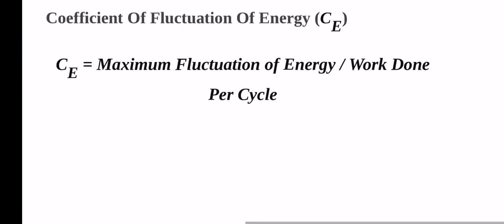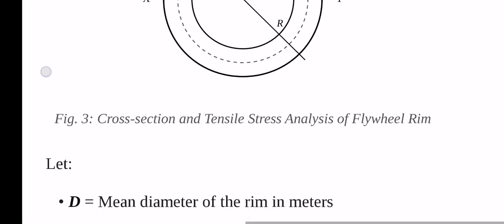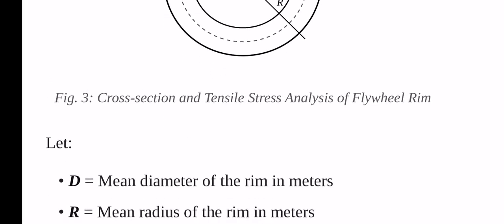Coefficient of fluctuation of energy, Ce, equals maximum fluctuation of energy by work done per cycle. Dimensions of the flywheel rim. Cross section and tensile stress analysis of flywheel rim.